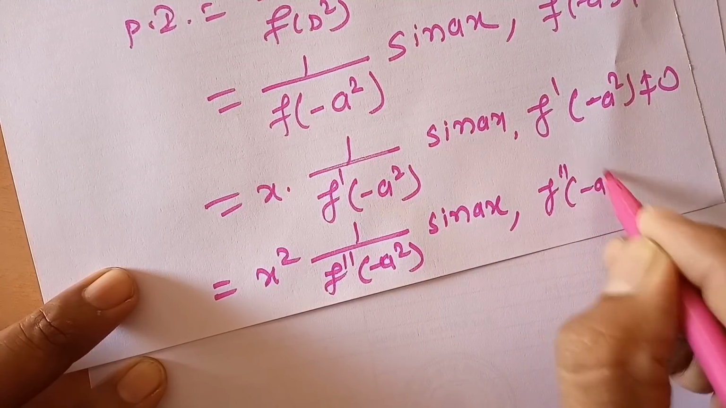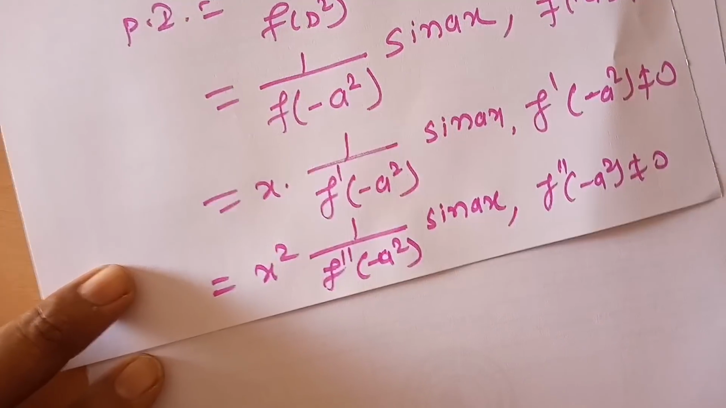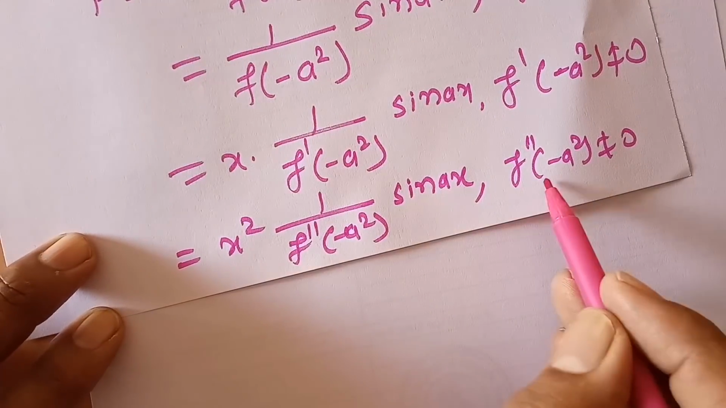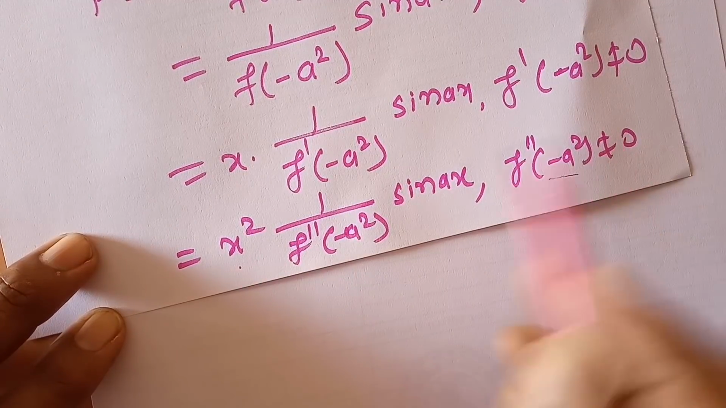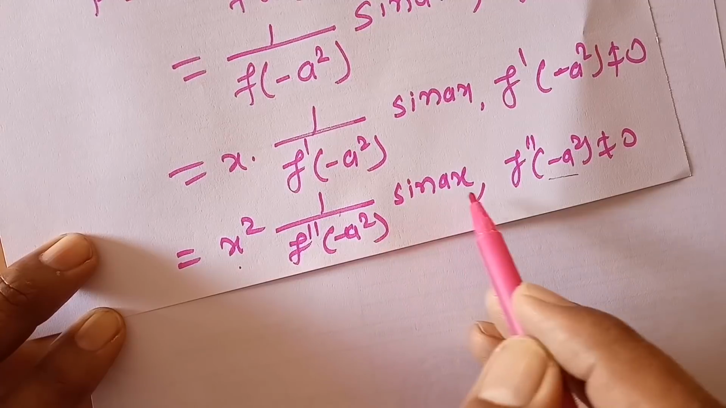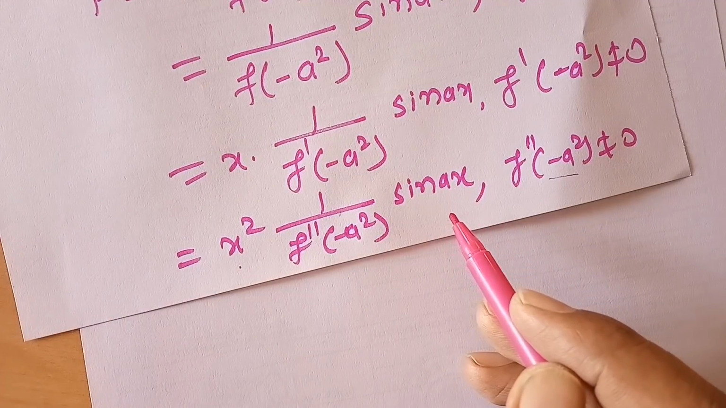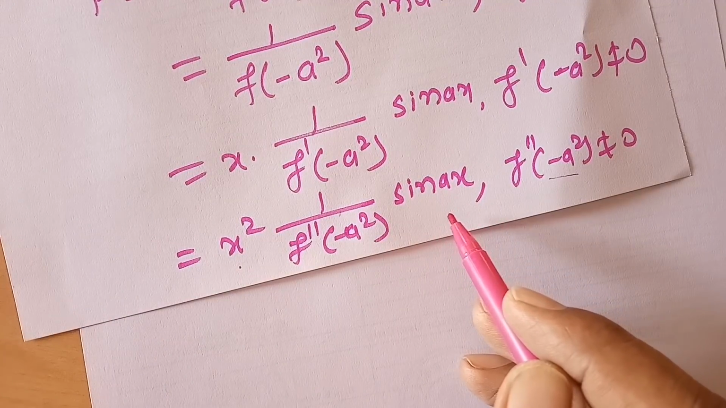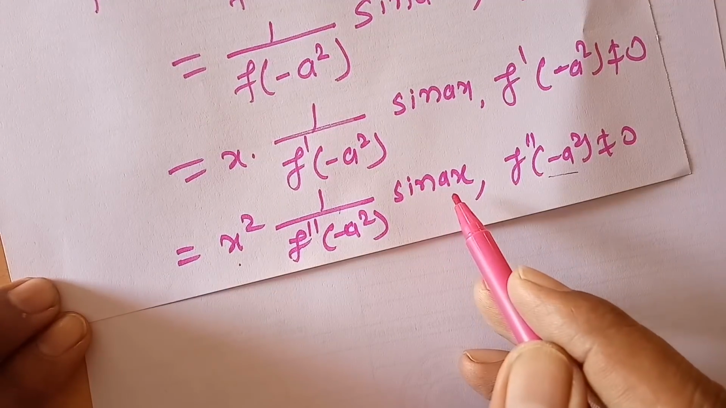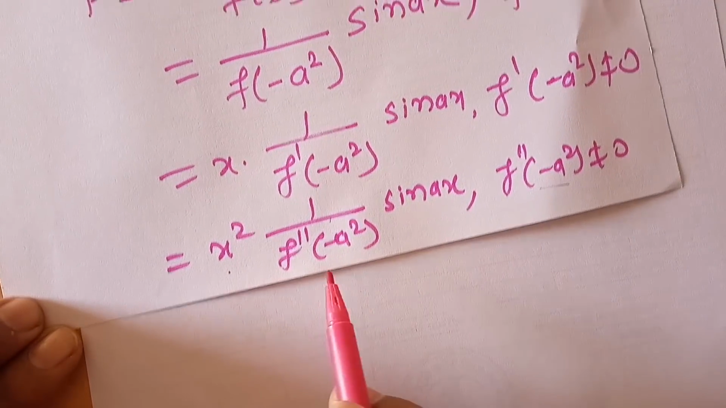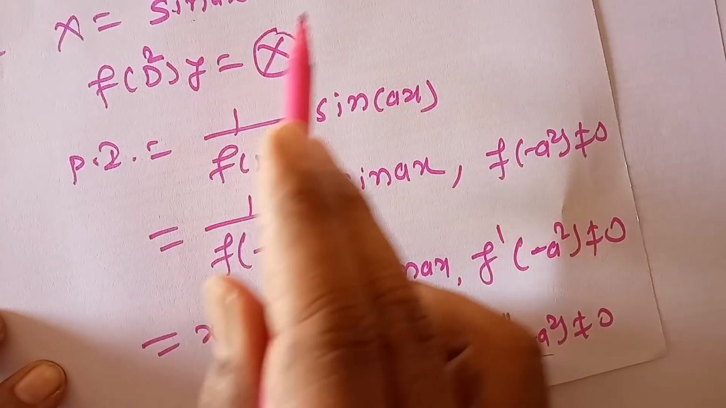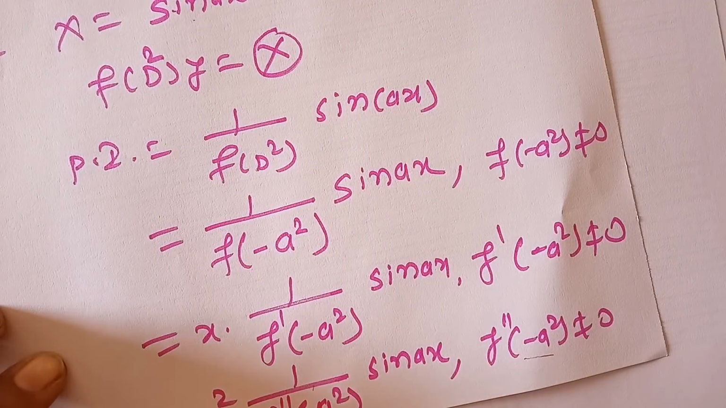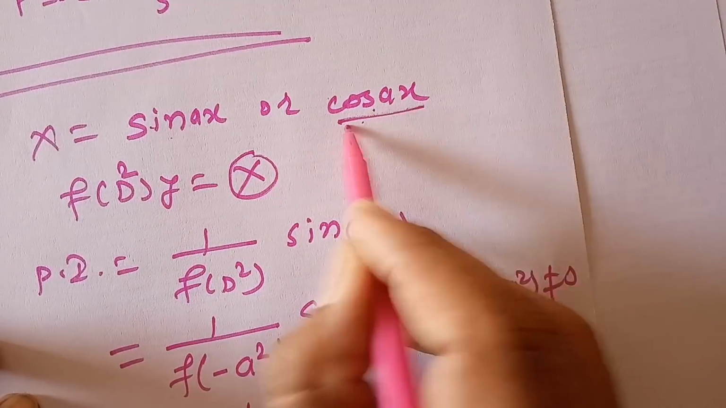If f double dash of minus a square is not equal to 0, then yes. If again this is 0, then we can write x cube into its third derivative e raised to third derivative sine of ax. The same formula works for cos, therefore I am not giving the formula for cos. Instead of sine we can write cos here. The same formula works for the cos function also.